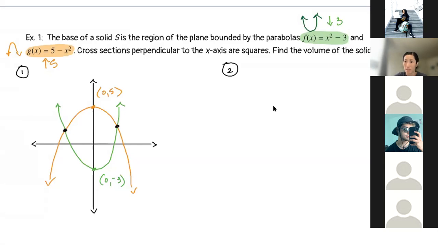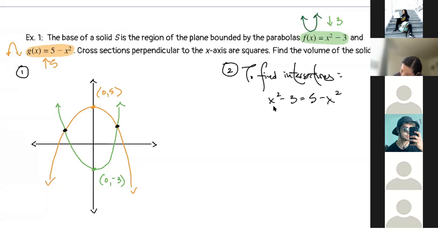Set them equal to each other, exactly. And so to find intersections, we're going to let x squared minus 3 equal 5 minus x squared. So here's our orange function. Here's our green function. Set them equal to each other. How do we do this? How do we proceed from here?